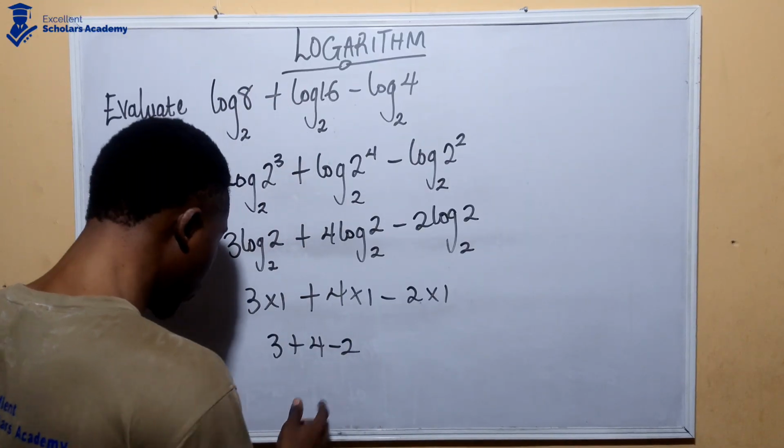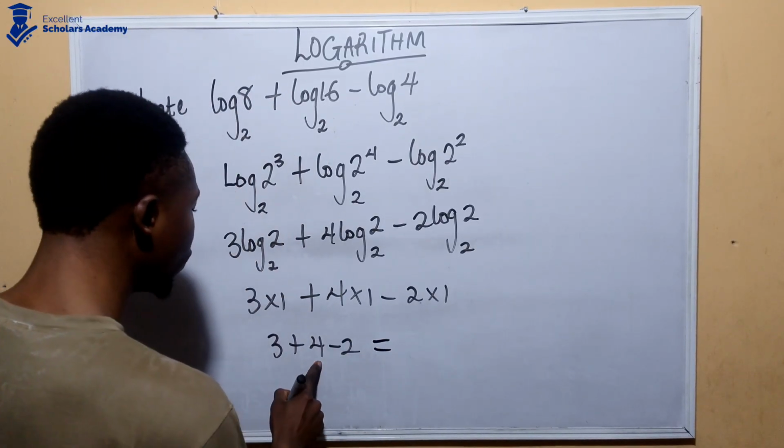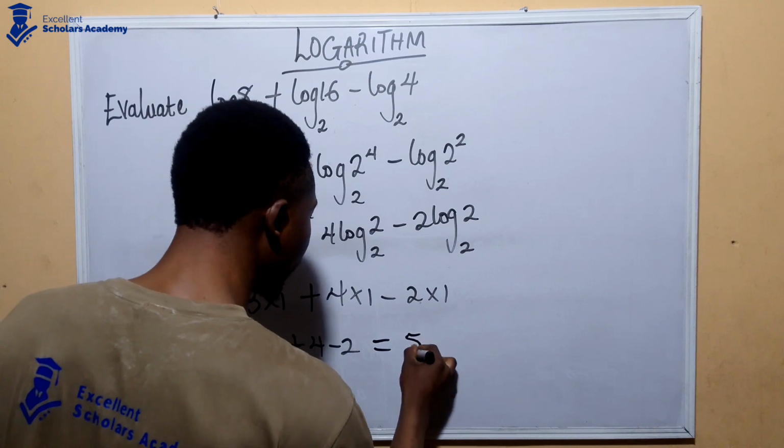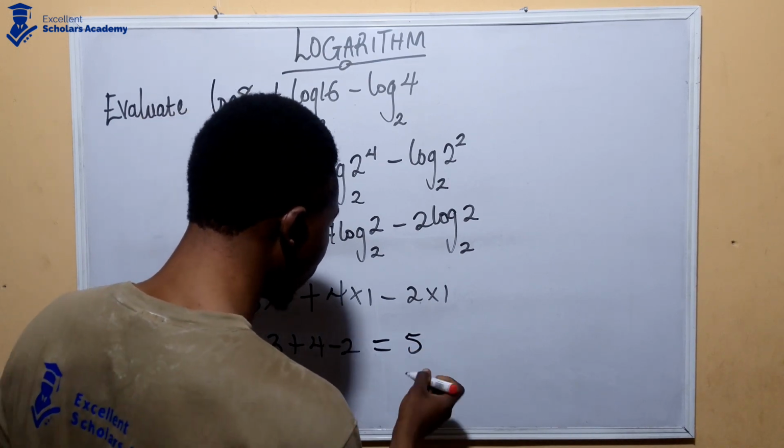3 plus 4 minus 2 gives us what? 3 plus 4, that gives us 7. 7 minus 2, that gives us 5. So 5 is our final answer to this question.